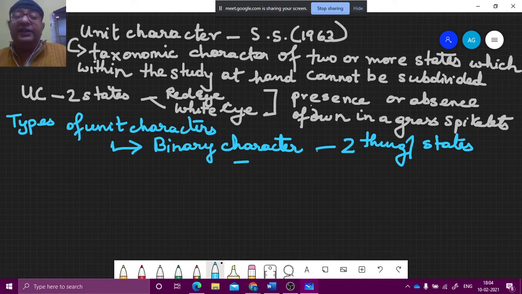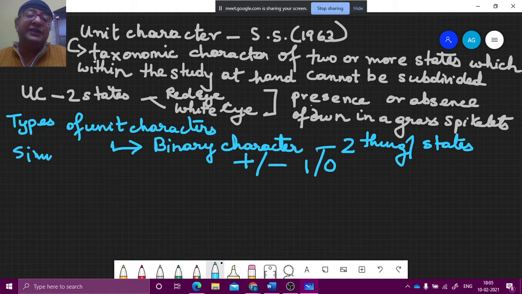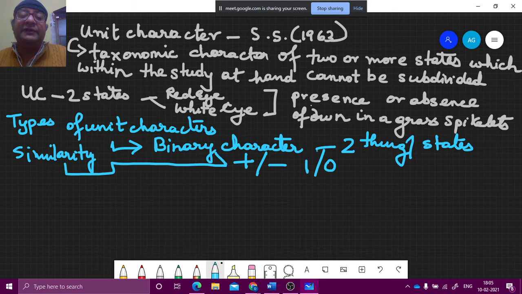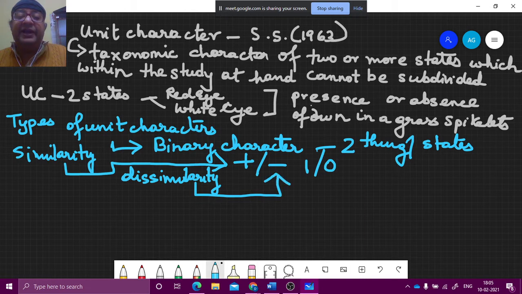It can be recorded as plus or minus. People write them as 1 or 0. When they make a table, positive characters, those which are similarities, can be made plus, and dissimilarity can be made minus. So by binary character you can represent it.